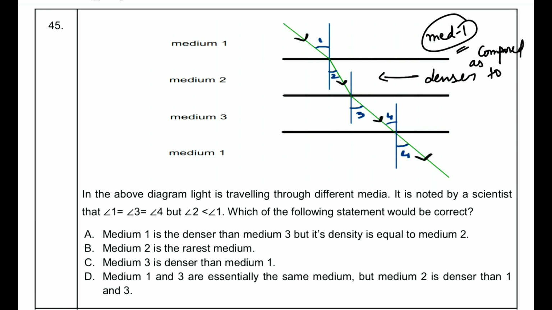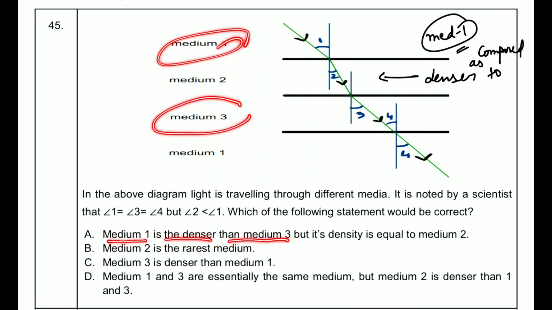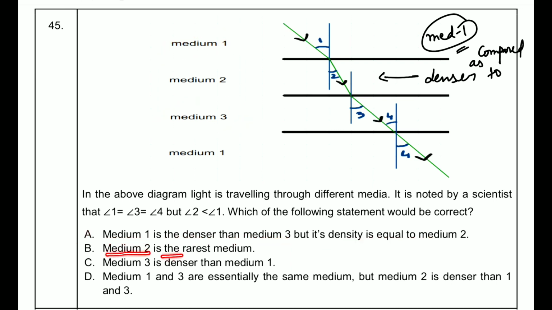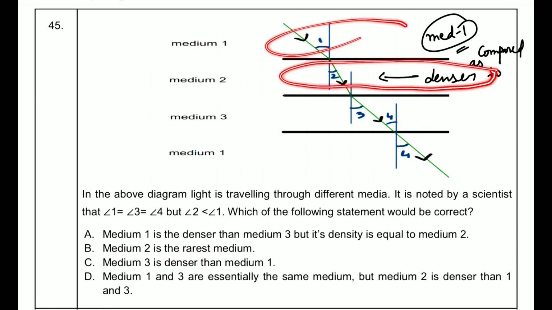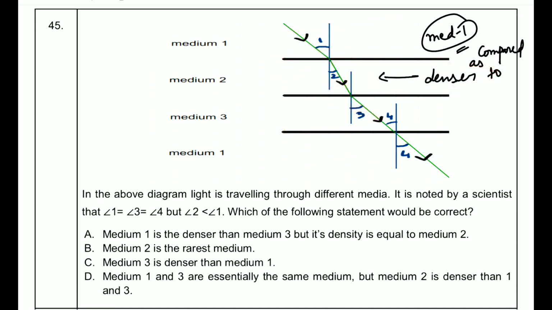Now this is something which we can conclude from it, right? So let's look at the question. Which of the following statements would be correct? Option A, medium 1 is denser than medium 3. Wrong. Medium 1 and medium 3 are very similar, so this option is wrong. Let's move to the second one. Medium 2 is the rarest medium. No, medium 2 is not the rarest medium. It is actually denser as compared to all the other mediums.